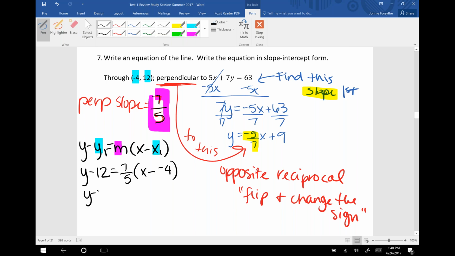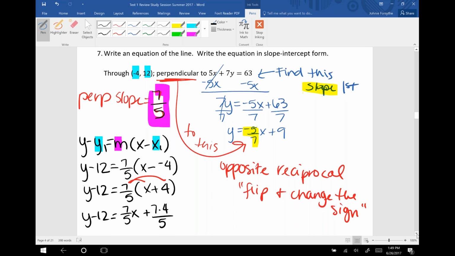So let's see, we have y minus 12 equals 7 over 5 times x plus 4. Now we can distribute that 7 over 5. So 7 over 5 times x is 7 over 5x. And then 7 over 5 times 4 is positive 7 times 4 over 5. So y minus 12 equals 7 over 5x plus 28 over 5.